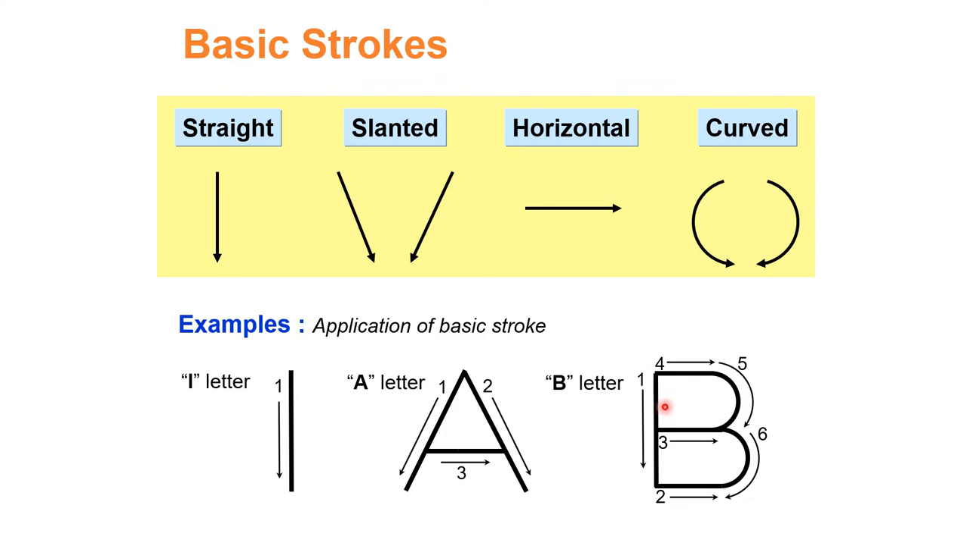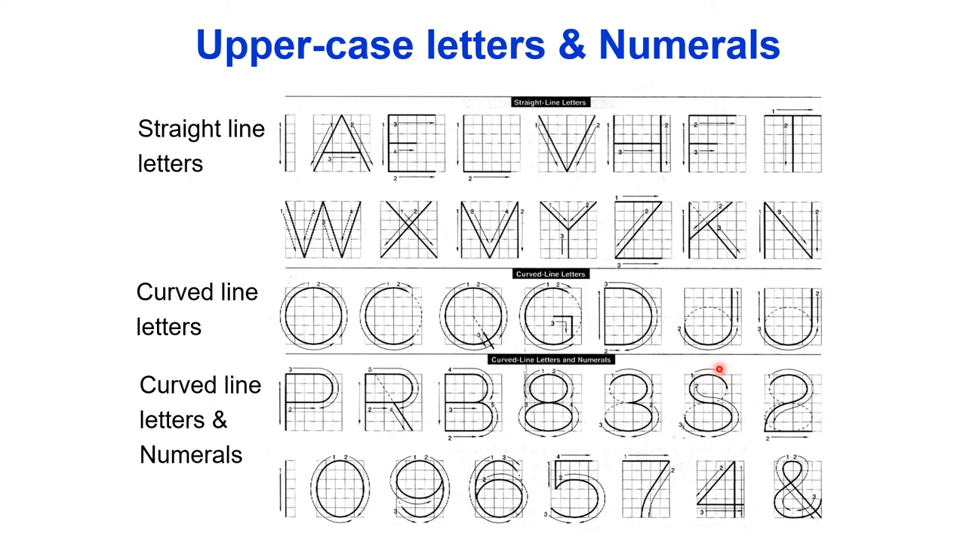The third one, B, is a good example, as it has almost all the strokes. Write 1, then 2, 3, 4, then the 5th stroke, then the 6th stroke. Then you will write the B with good positioning and a beautiful display. Here are the uppercase letters A, B, C and the numbers. You can see all the strokes are mentioned on each letter. You have to follow these strokes for the drawing when you do the lettering exercise.